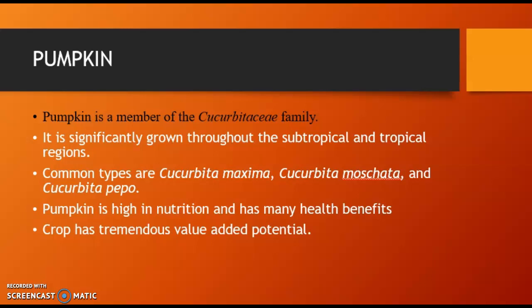Pumpkin is a member of the Cucurbitaceae family, which also includes squash, cucumber, watermelon, and cantaloupes. It is significantly grown throughout the subtropical and tropical regions. The most common types are Cucurbita maxima, Cucurbita moschata, and Cucurbita pepo.